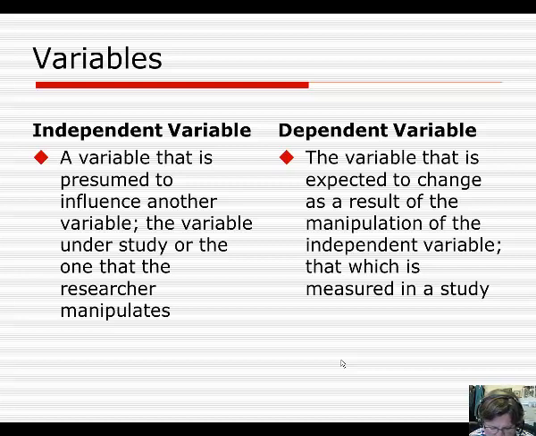When I took my research class as a first-year master's student, the instructor said the easiest way to remember this is the independent you're in control of. So you're in control of the independent variable. You can manipulate it. You can set up your groups for different levels of the independent variable. The dependent variable depends on the independent variable. The dependent variable is what's expected to change as a result of the independent variable. It's what we're measuring in the study.